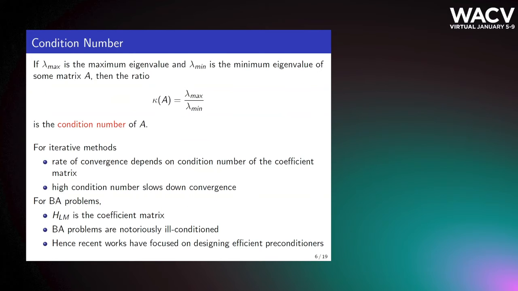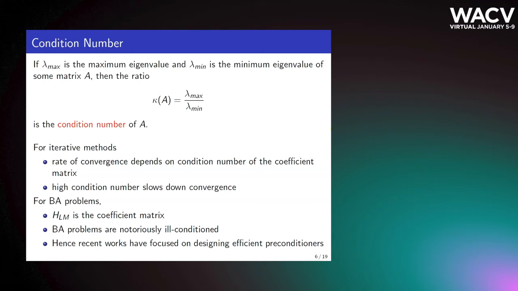Now we define the condition number for a matrix. The condition number of a matrix A is defined as the ratio of the largest eigenvalue of A to its smallest eigenvalue. In our paper, we use GMRES for solving the linear system, which is an iterative method. For iterative methods, the rate of convergence depends on the condition number of the coefficient matrix. In fact, a high condition number slows down convergence.